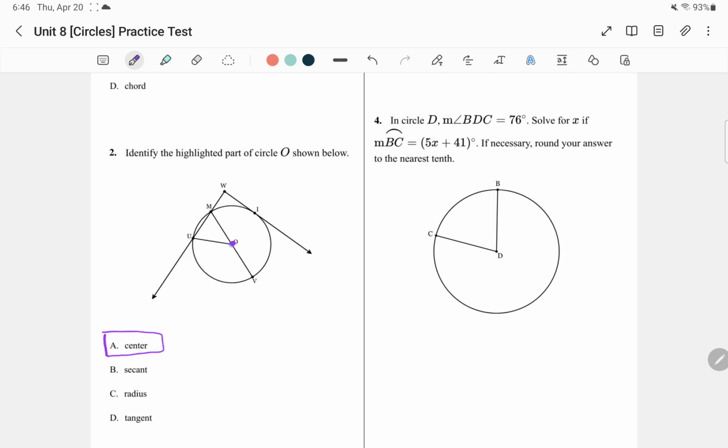Yeah, this is just like the other review. So just to review, tangent, secant, chord, those are the ones you probably don't remember. I would look at that sheet that has all the definitions for you, and you can always use that for the test.